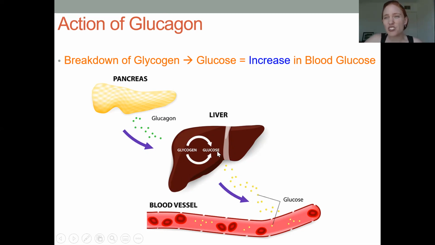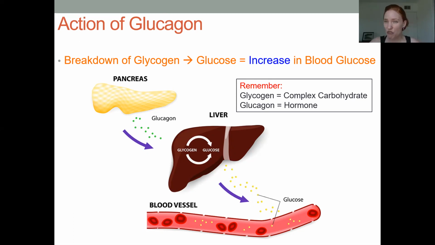So there's a lot of G words here, so be careful. Sometimes people get the G words mixed up with each other. So remember that glycogen is the complex carbohydrate where the glucose molecules are stored, and glucagon is the hormone that causes the digestion of the glycogen. So careful, a lot of G words there.